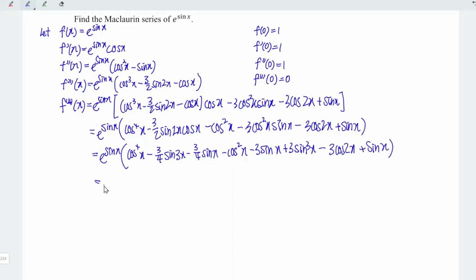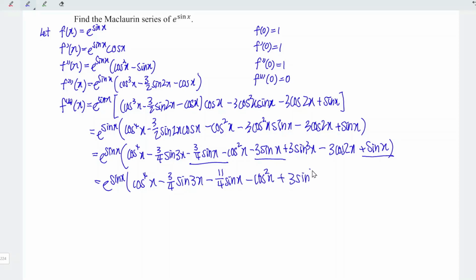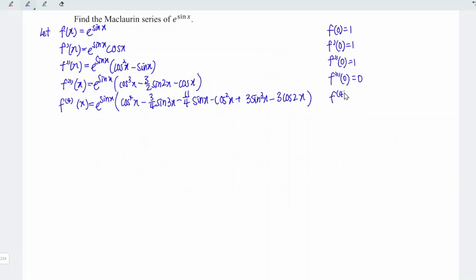Let's simplify, so we have e to the power of sine x times cos to the power of 4x minus 3 over 4 sine 3x minus 3 over 4 sine x minus 3 sine x plus sine x, which is minus 11 over 4 sine x. Then we have minus cos squared x plus 3 sine cubed x minus 3 cos 2x. Therefore, at point x equal to 0, we have 1 times 1 minus 0 minus 0 minus 1 plus 0 minus 3. And this is equal to negative 3.